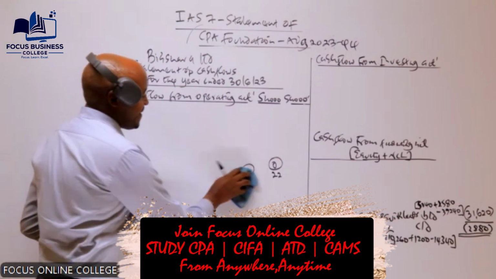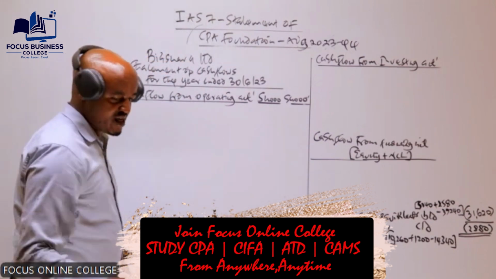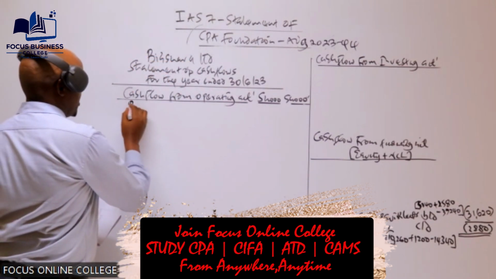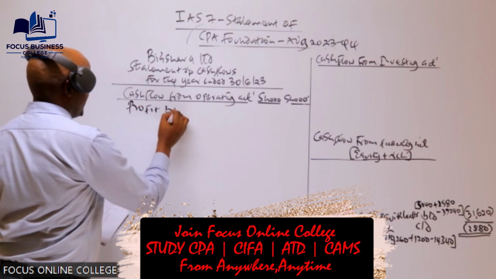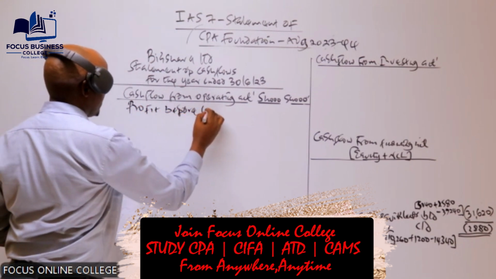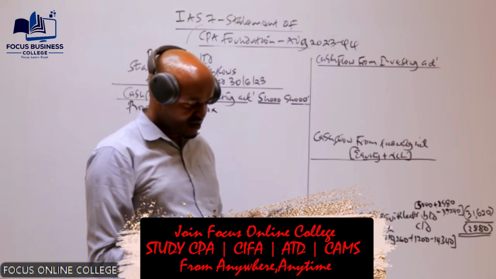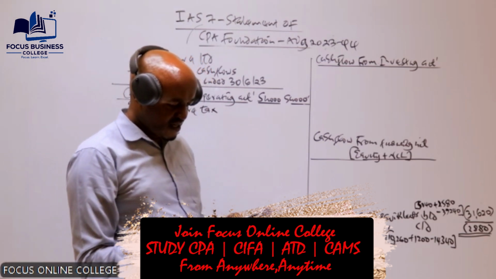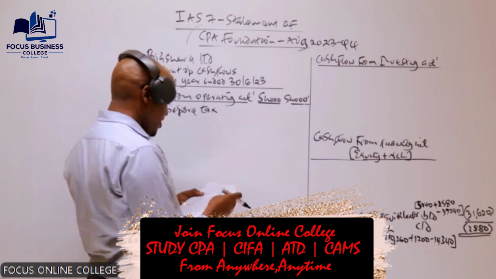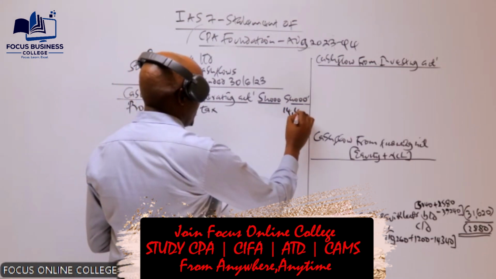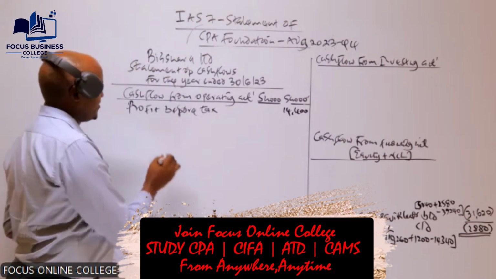Then we come back here and we start by recording a cash, that is not cash, rather, the profit before tax. What is the profit before tax from the income statement? The profit before tax from the income statement, I hope you can see that, is a figure of 14,400.